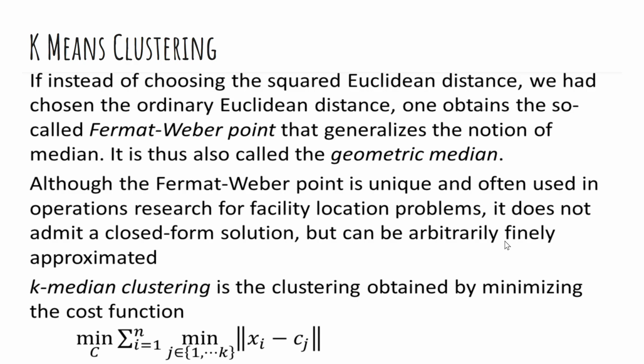K-medians clustering. Instead of choosing the squared Euclidean distance, we choose the ordinary Euclidean distance. One obtains the Fermat-Weber point that generalizes the notion of the median, thus called the geometric median. Although the Fermat-Weber point is unique and often used in operations research for facilities location problems, it does not admit a closed form solution but can be arbitrarily finely approximated. K-median clustering is the clustering obtained by minimizing the cost function.